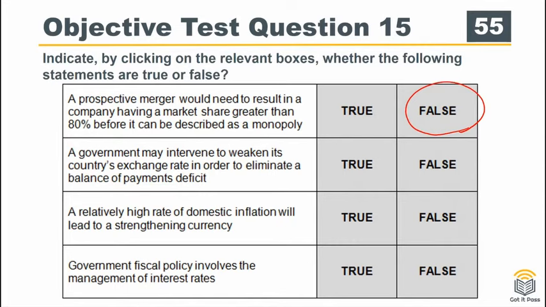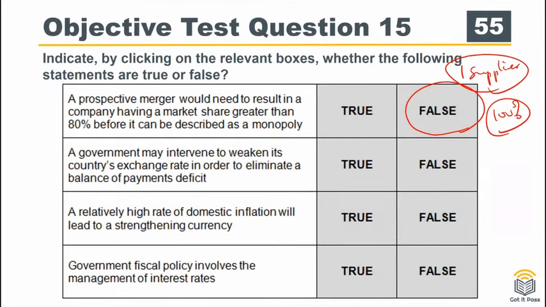So what is monopoly? If it is a monopoly, it is only one supplier in the market. So the market share should be close to 100%. Okay. So it's not correct, because it is not a definition or description of a monopoly. It is really only one particular supplier in the market to supply the goods to the consumer.